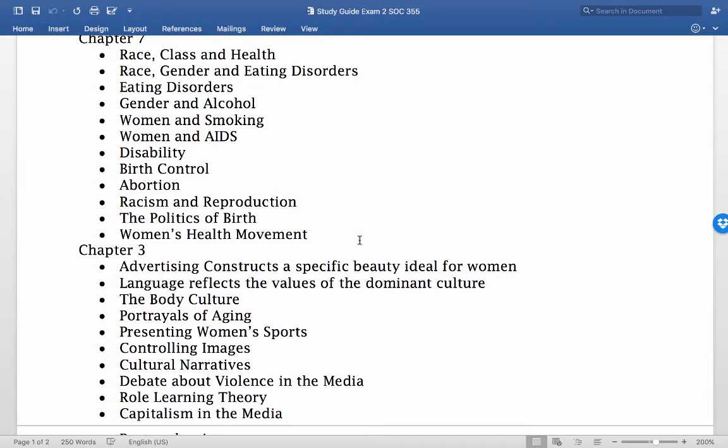Let's see, when it comes to HIV/AIDS, when the disease was originally discovered, they thought that it only affected gay men. So the public health response was very delayed. And it's often transmitted through unprotected sex and intravenous drug use.